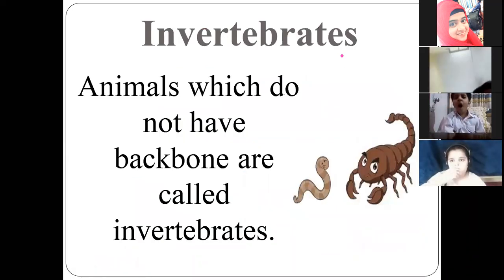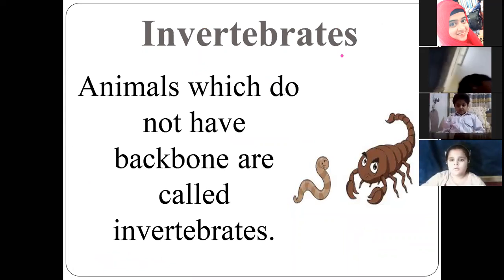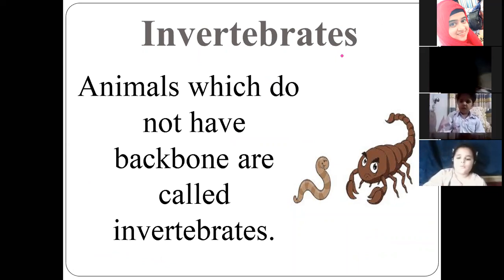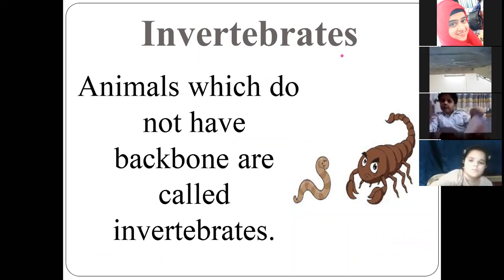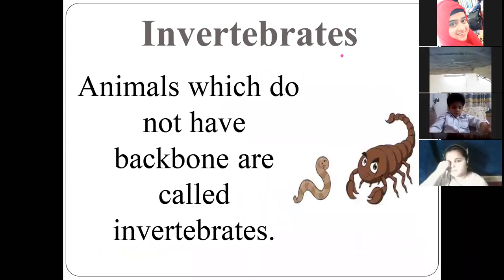Next, invertebrates. Animals which do not have a backbone are called invertebrates. Animals which do not have a backbone are called what? Invertebrates. You can see the worm here, a caterpillar or an earthworm in the picture, brown colored, right? Can you see? So the scorpion is here. These are the invertebrates. There are no vertebral columns inside them. There is no backbone inside them. Animals which do not have backbones are called invertebrates. All right.